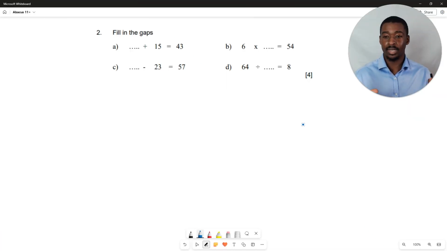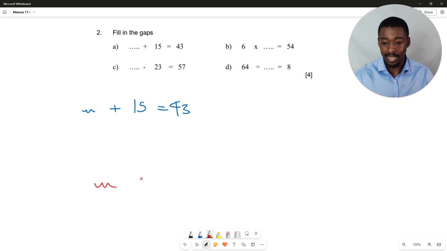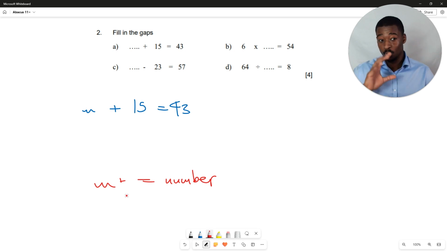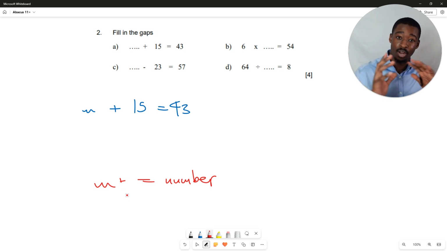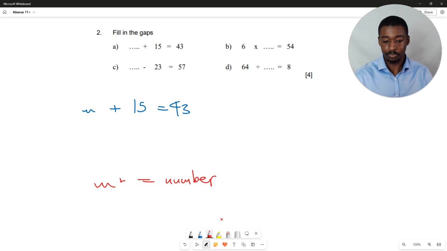Next, we have a fill in the gaps question. So part A, let's start there. We have blank plus 15 equals 43. So how do we work this out? Well, we simply rearrange the equation. If we have blank plus 15 equals 43, we want to end up with blank equals a number. We don't want blank plus or minus anything. We want blank on its own on one side of the equation and then a number on the other side. So how do we get to this position?